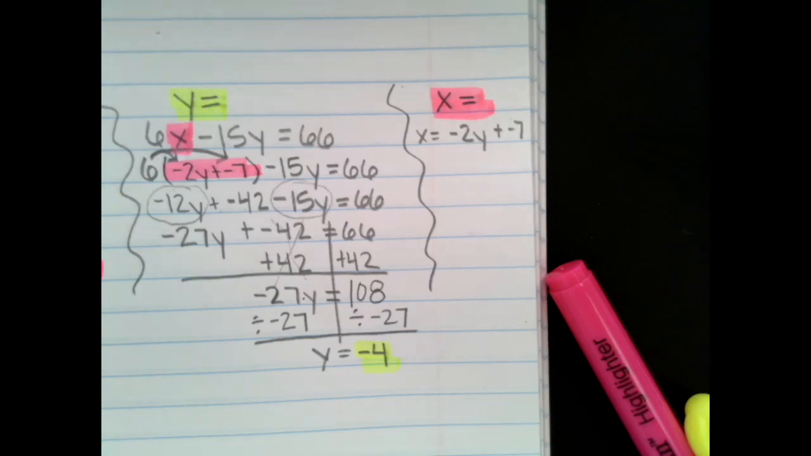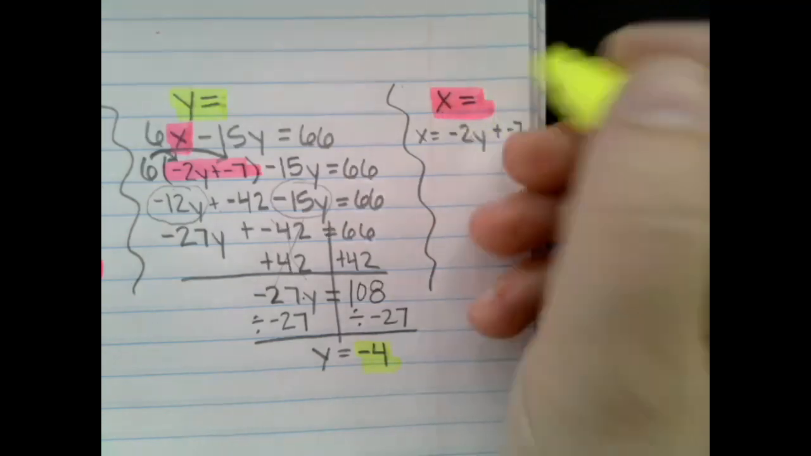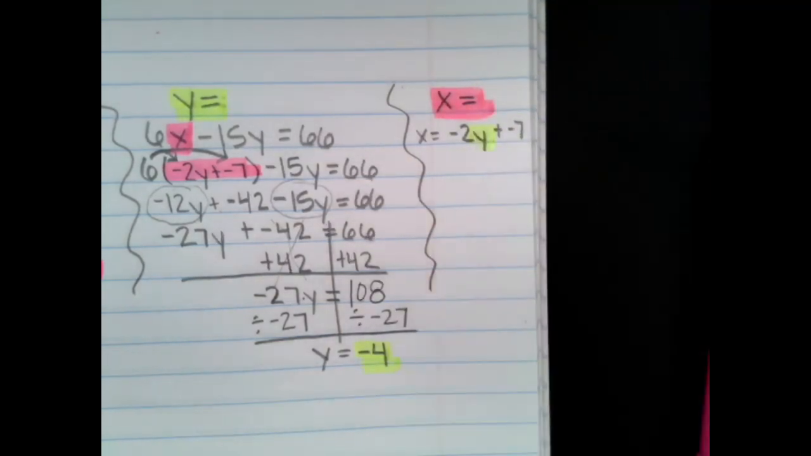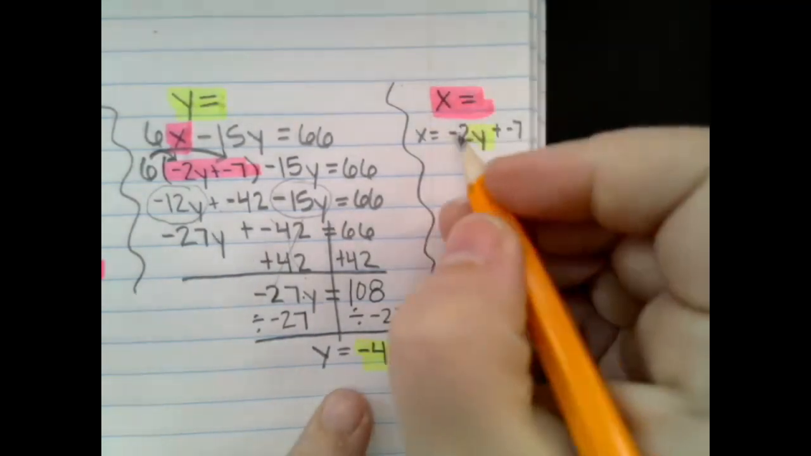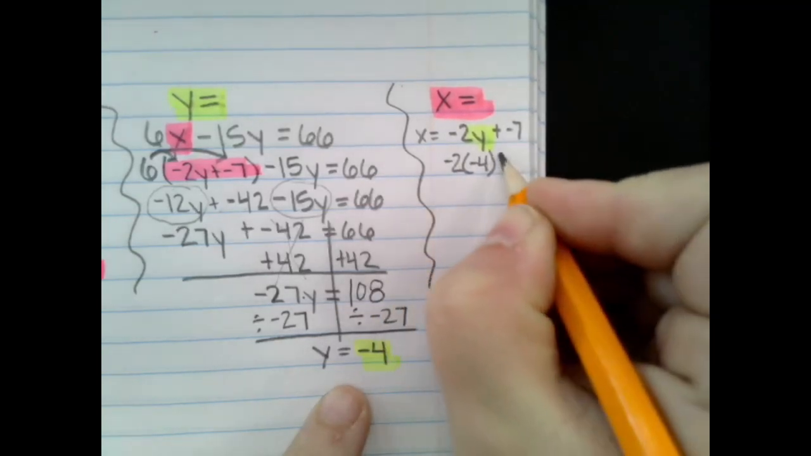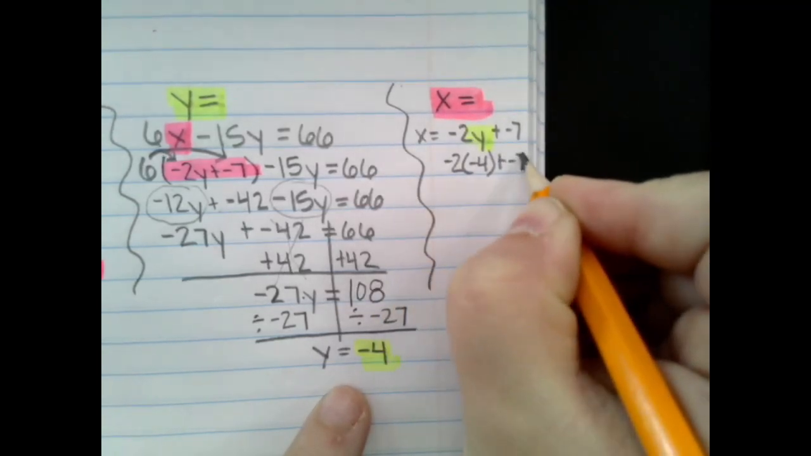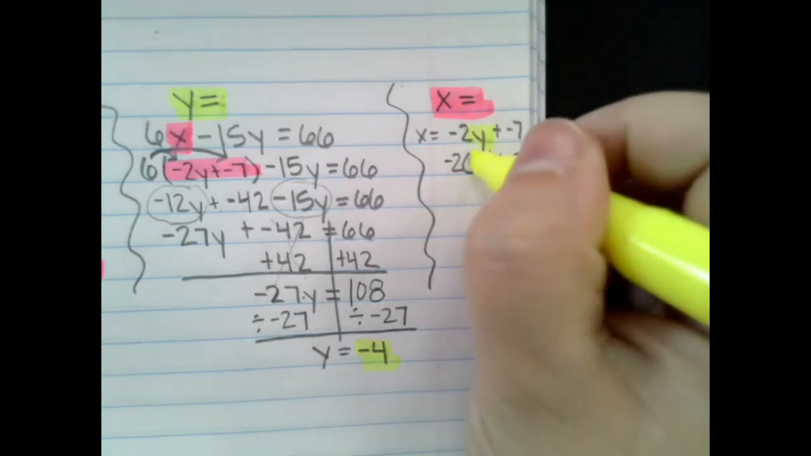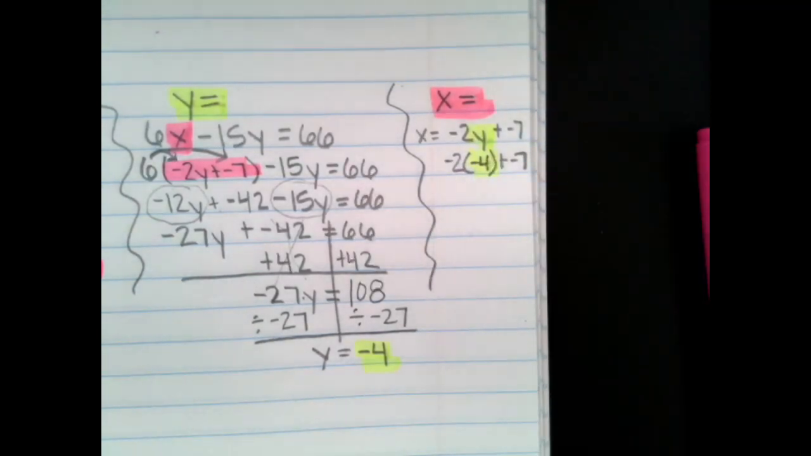All right, so what is our y? What are we going to put in for that y there? Negative 4. Good. So it's negative 2 times negative 4 plus negative 7. Oh my gosh, all the negatives.